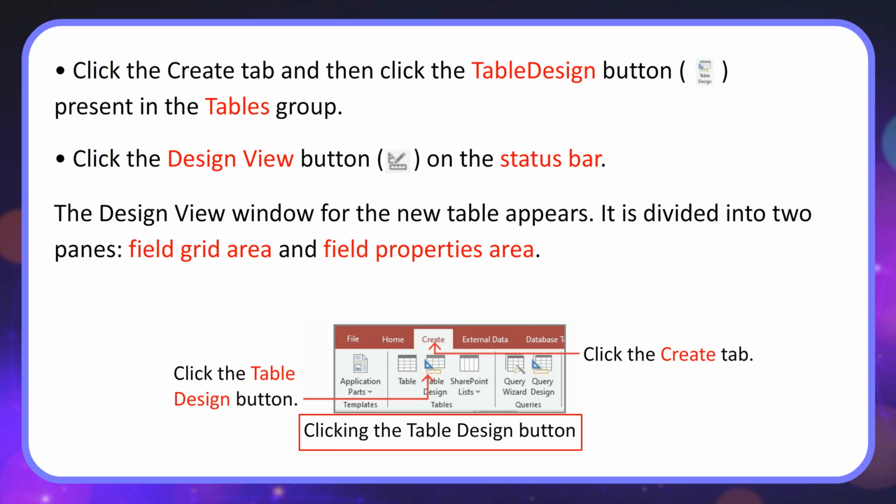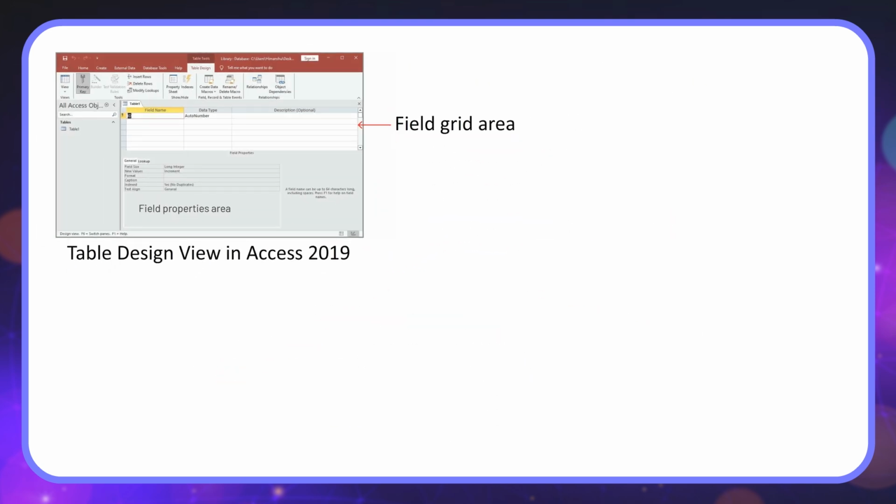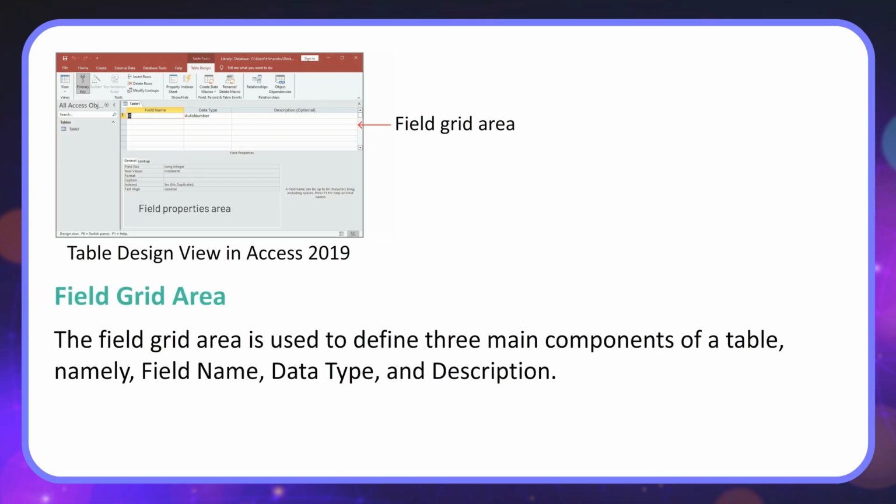Click the Table Design button. Click the Create tab. Clicking the Table Design button. Field Grid area. Table Design View in Access 2019. The Field Grid area is used to define three main components of a table, namely, field name, data type, and description.